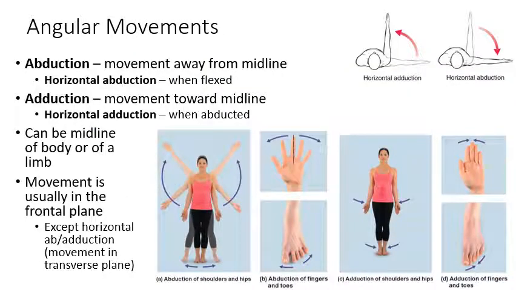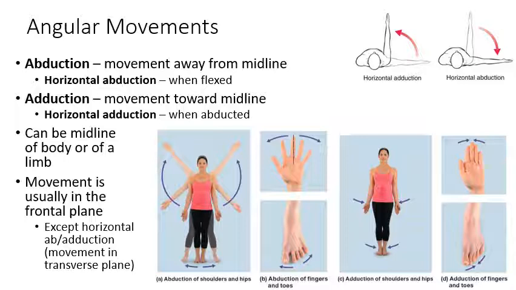Then our second pair of angular movements that are changing the angle between body parts would be abduction and adduction, which are really easy to get mixed up because there's only a difference of one letter between their names. But abduction is movement away from the midline. Could be either the midline of the body or the midline of a limb. Adduction is the opposite thing. It's movement towards that midline, whether it's for the whole body or for just a limb.